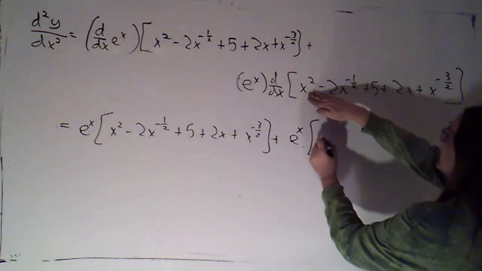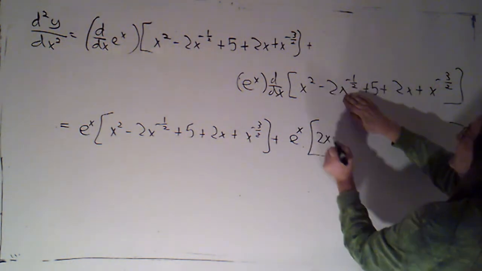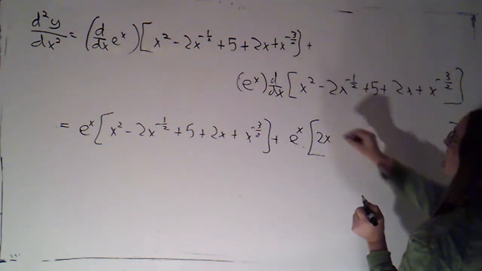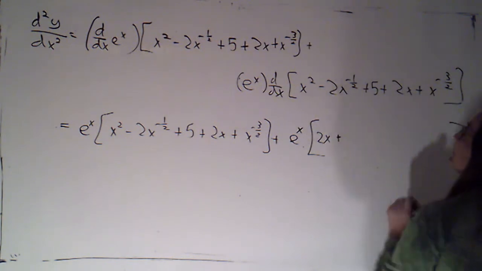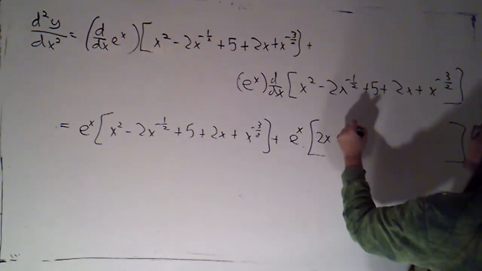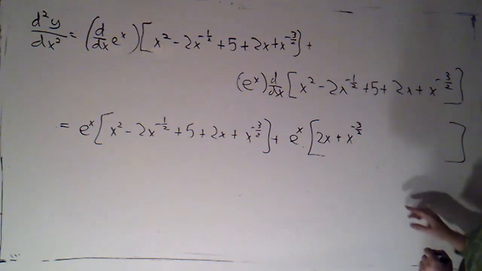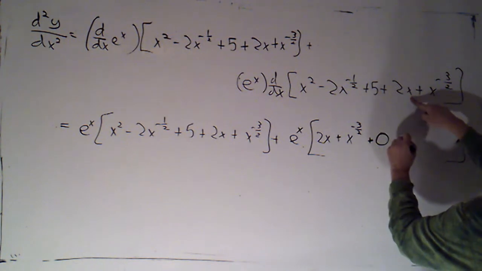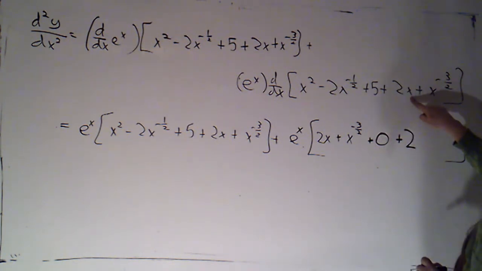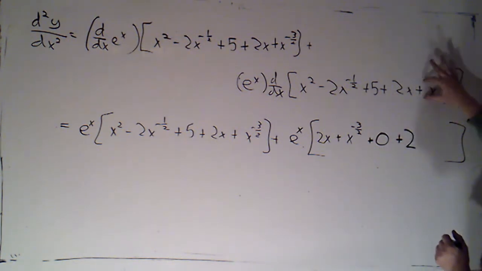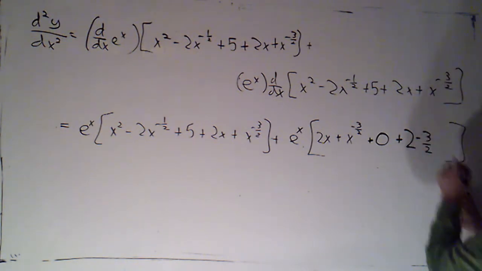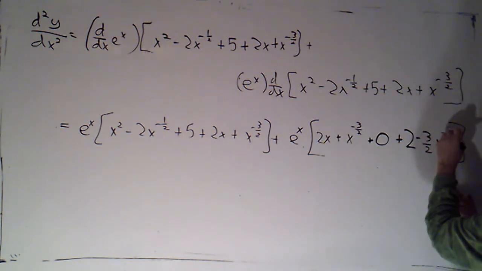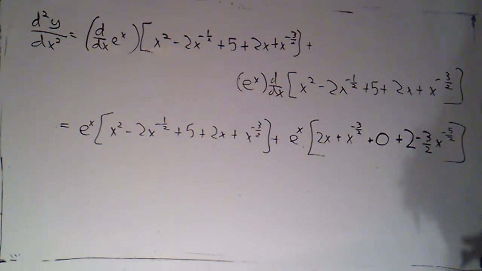Derivative of x squared is 2x. Derivative here, the negative 1/2 will come down and combine with the negative 2 that's already there. So that's going to give me plus 1x to the negative 3/2. The derivative of 5 is just 0. The derivative of 2x is 2. And now here, I'm going to bring down the negative 3/2, so that's going to make that coefficient negative. And then it's x to the negative 3/2 minus 2/2 would be negative 5/2.